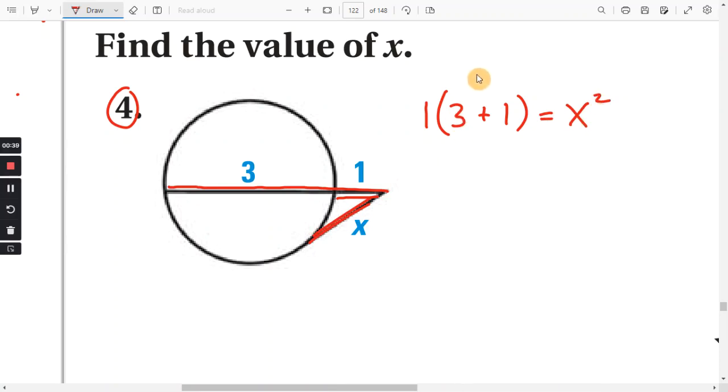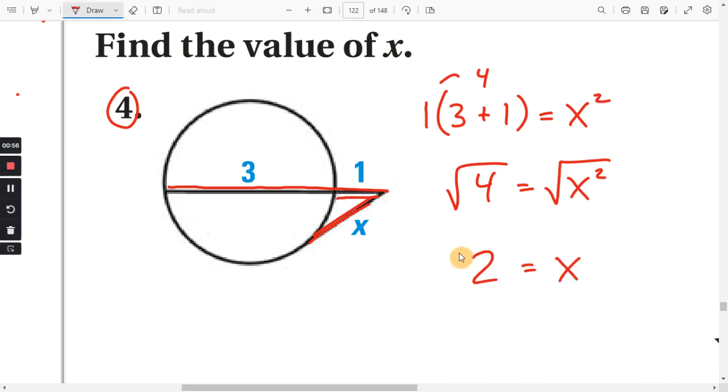All right, 3 plus 1, of course, that's 4. And 1 times 4 is just 4. And that equals x squared. The opposite of squaring something is to take the square root of both sides. Square root of 4 is 2. And that equals x. When you do square root of both sides, you're supposed to do plus or minus, because negative 2 squared would also equal positive 4.